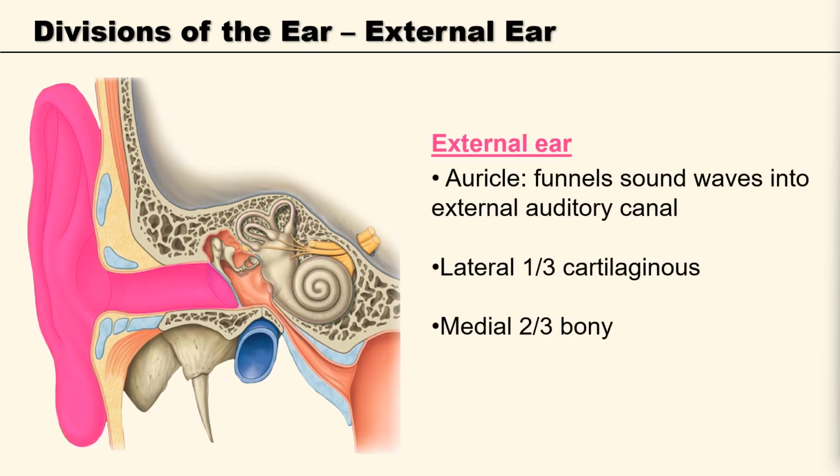So the external ear is composed of the cartilage auricle, which helps to funnel sound into the external auditory canal. The outer or lateral most third of this is constructed of cartilage, whilst the inner or medial two thirds is constructed of a bony material from the temporal bone.